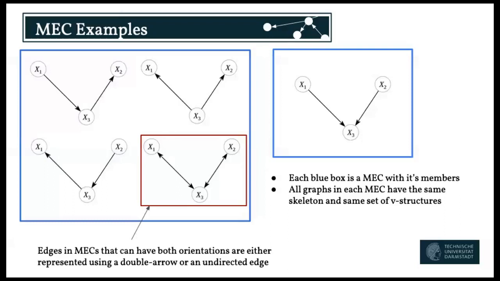So in this case, we represent this as a double-arrowed edge to indicate that we allow for both directions. But there's a catch. We don't allow this one, because this is a collider, and as you remember, conditioning on a collider makes the parents dependent on each other. So this graph is not entailed in this Markov equivalence class. However, in this case, this graph defines its own Markov equivalence class.